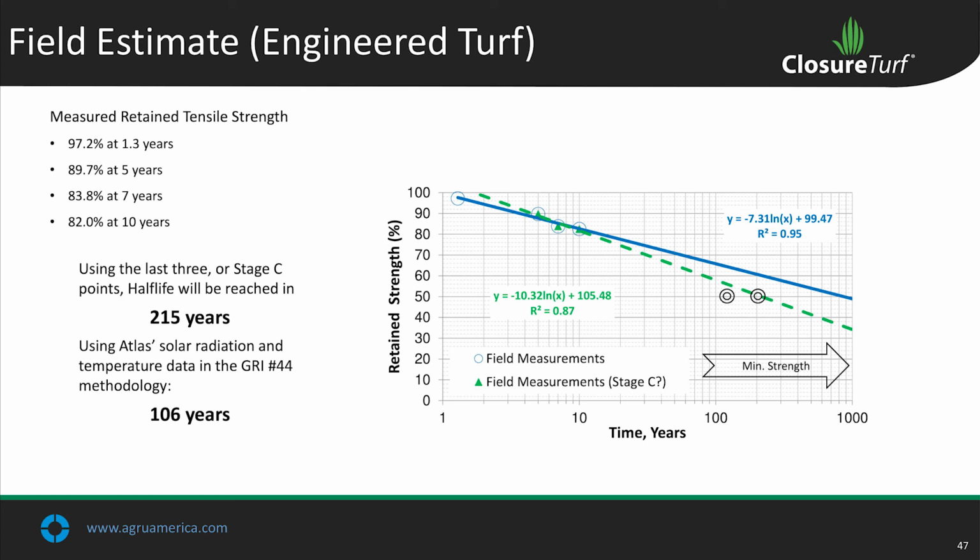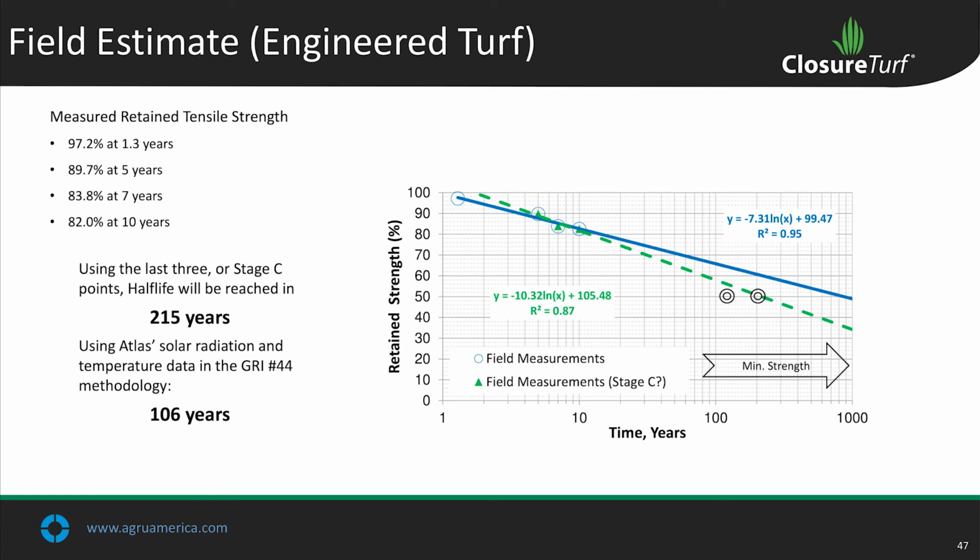Now, taking that data, we made what is called an Arrhenius plot. More detail on this in another webinar, but just for the basics here. We had these 4 points: 1.3 years, 5 years, 7 years. These were the measured retained tensile strengths. So the last 3 are these green triangles.